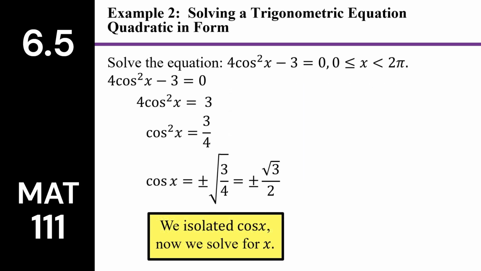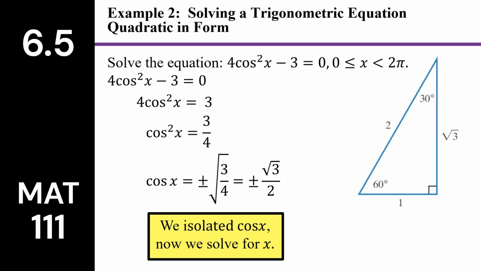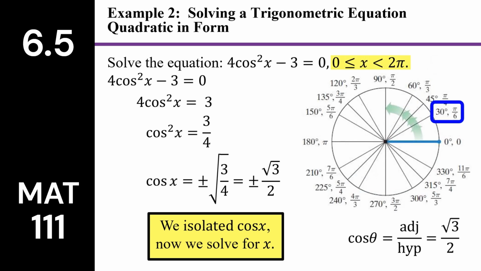Now that we isolated the cosine of x, we can solve for x. A cosine value of radical 3 over 2 suggests we'll go to our 30, 60, 90 right triangle. And since cosine is adjacent over hypotenuse, we'll look at 30 degrees because the adjacent is radical 3 over the hypotenuse of 2. This is a first quadrant solution, but we want to find the solutions in all 4 quadrants. Our solutions will be 30-degree reference angles into any of the 4 quadrants that have the correct sign.